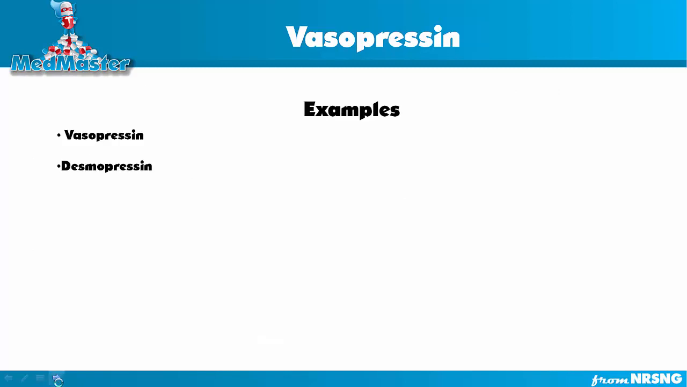And what are examples of vasopressin? First of all, you will see vasopressin used as an IV drip in critical care. So that's IV drips. Now here is desmopressin. That is a tablet form.